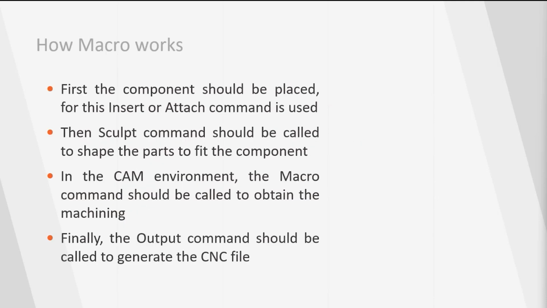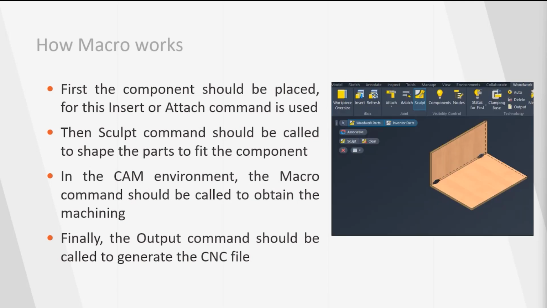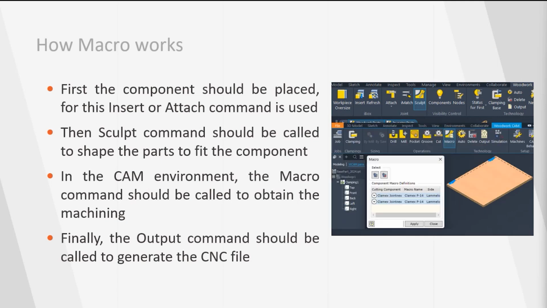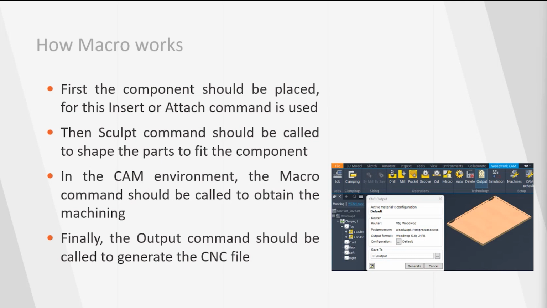How macro works for woodwork end user? As an example, I will show it on the lamello-climax connection. First, the component should be placed. For this, insert or attach command is used. Then, sculpt command should be called to shape the parts to fit the component. In the CAM environment, the macro command should be called to obtain the CNC machining. Finally, the output command should be called to generate the CNC file.